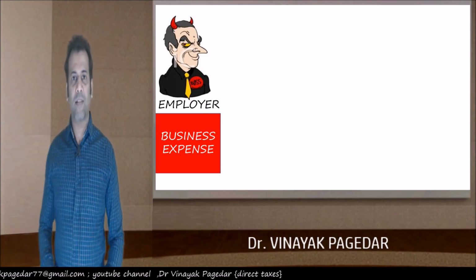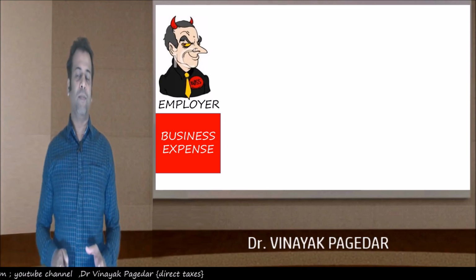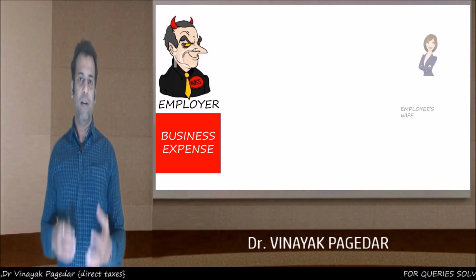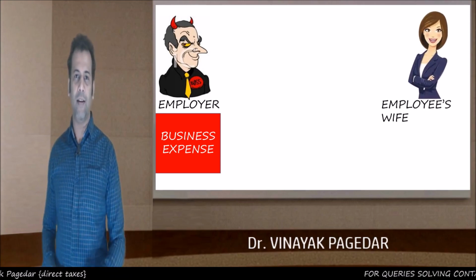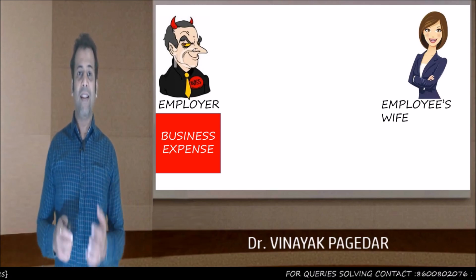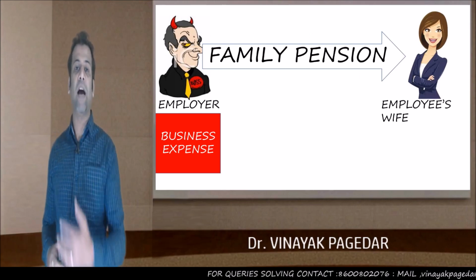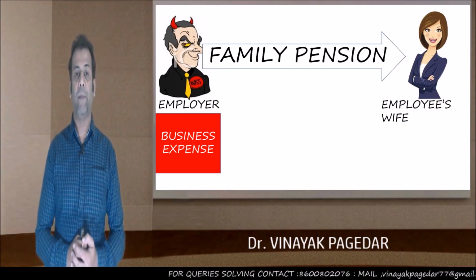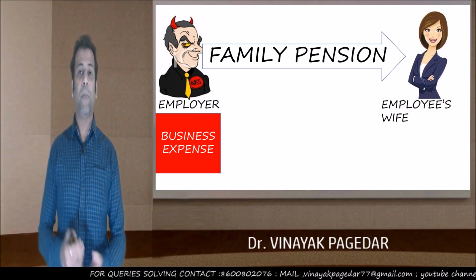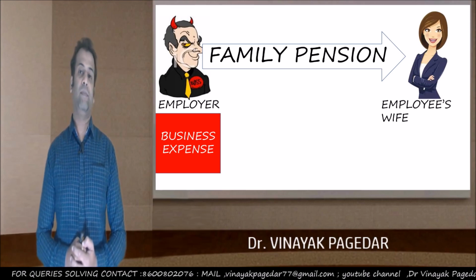What will the employer say? Good, the bugger died? No. This pension will be passed on to the employee's family. Like, for example, the lady you see, this beautiful lady, she is the wife of the employee, and now the pension which the employee would normally get will be given to the wife or the family member of the employee. This is family pension. It is pension received by the family member on the death of the employee.